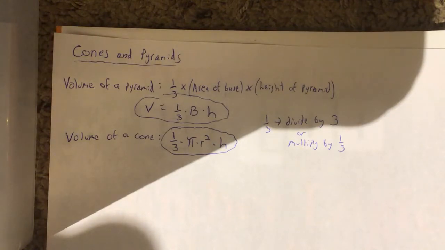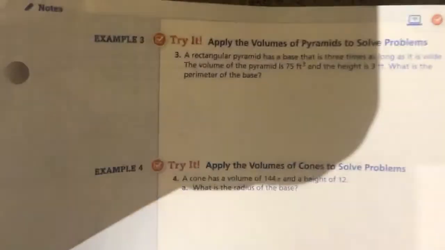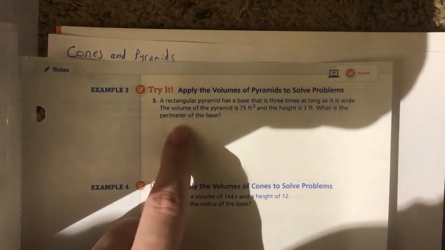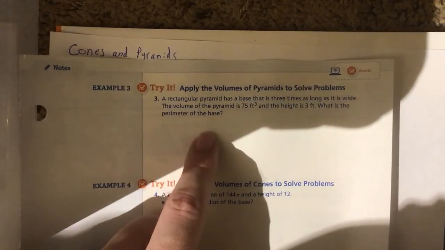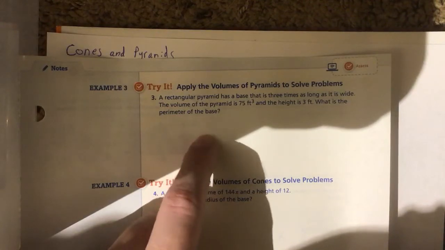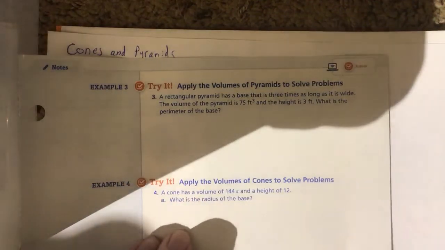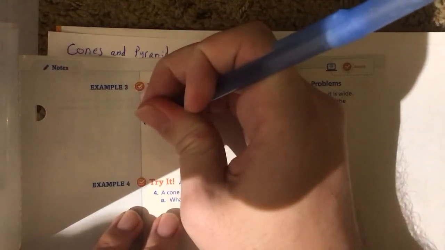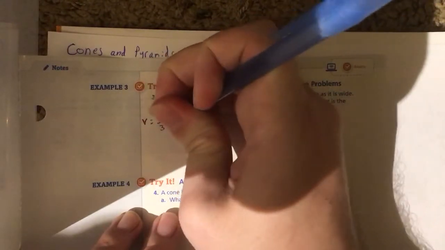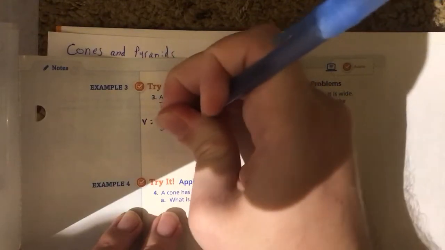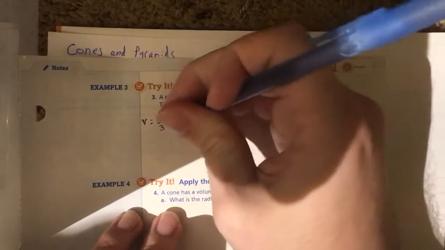So the first example I'm going to look at is this page right here. A rectangular pyramid has a base that is 3 times as long as it is wide. The volume of the pyramid is 75 and the height is 3. What is the perimeter of the base? So the first thing I do is write my formula. So volume equals 1/3 the area of the base times the height.